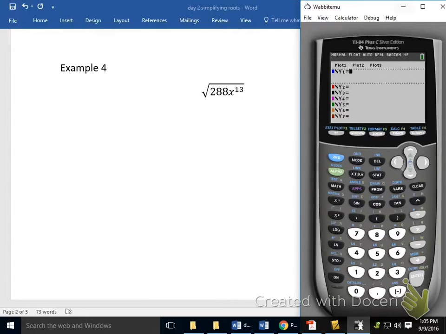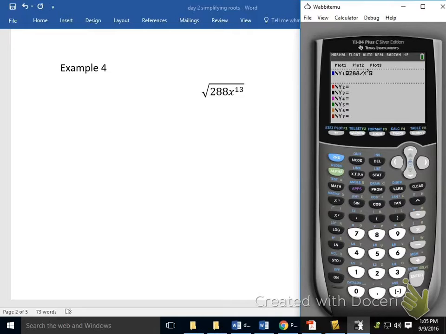And what I'm going to do is go to y equals, as you can see I've already done, and take that 288. And if you remember, we were dividing by perfect squares. So I'm just going to hit divide by x squared. So 288 divided by x squared. If you type that in y equals, here's what can happen.